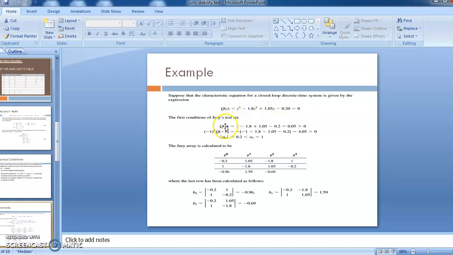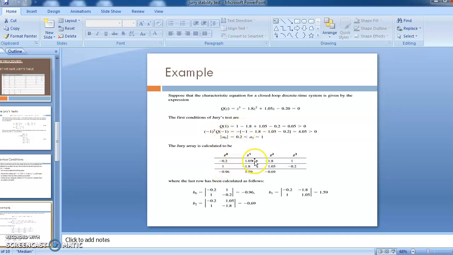So first condition is substitute z is equal to 1, right? So if q1 is equal to, simply substitute in this. If you substitute 1 instead of z, then you will get 0.05, which is greater than 0, right? Then second condition is minus 1 raised to power n, q of minus 1. So n is equal to 3 here. N is the highest power of z. So here, after substituting this, you will get this result.